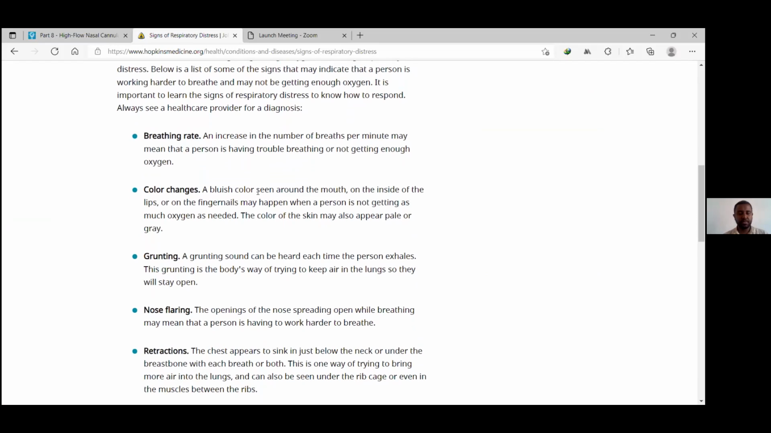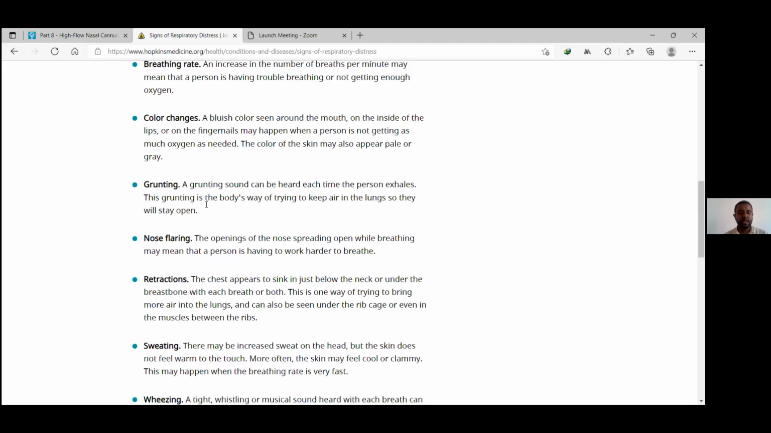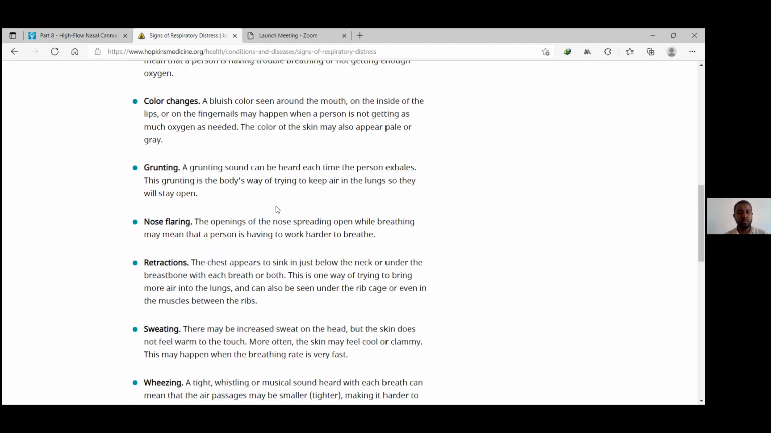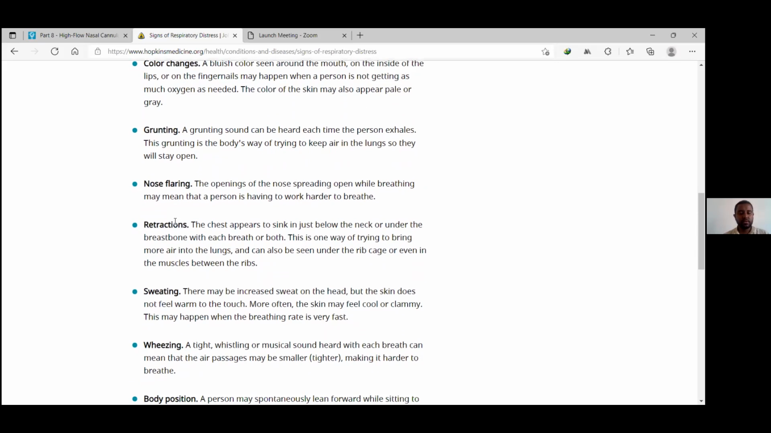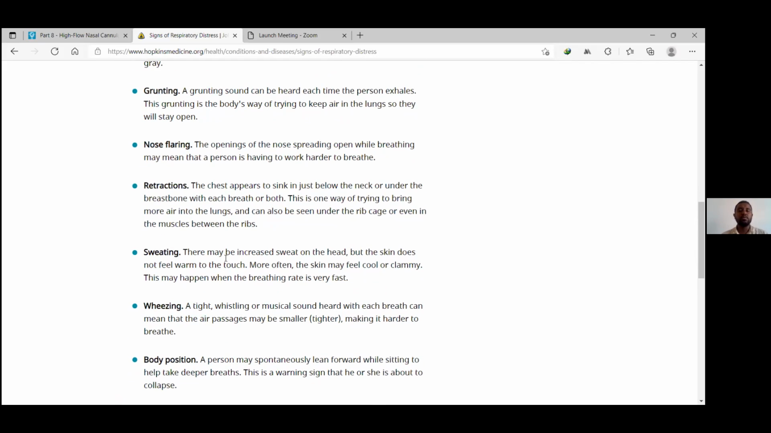Color change, as we have seen in our case, he has color changes in the fingers, the lips. So that's one sign of respiratory distress, and the color may appear pale or gray on the skin and bluish on the lips, the tongue and the fingernails. Grunting is also another sign. It's a physiological way of trying to keep air in the lungs so that they can stay open, just like a PEEP. And nose flaring, you've said it all, retraction, and also intercostal, subcostal retraction, sweating, wheezing, and body positions like leaning forward are also signs of respiratory distress.